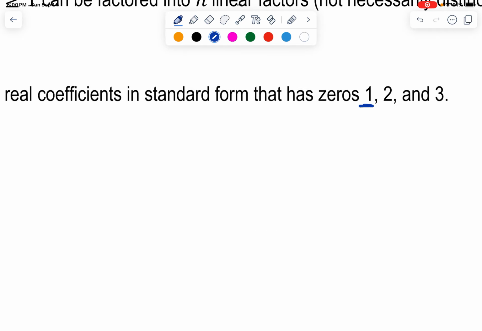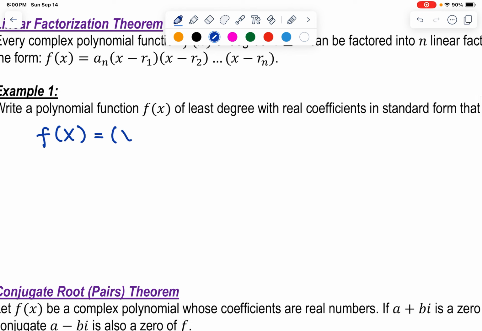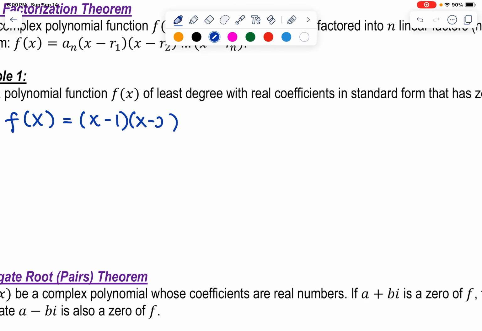So I'm giving you that there is a 0 of 1. So when I set this factor equal to 0 and solve, I get 1. So I'm going to write down what that factor is, and that factor is x minus 1. Right? Likewise, if you have a 0 of 2, that means we have a factor of x minus 2. And if we have a 0 of 3, we have a factor of x minus 3. Now, we're not leaving our answer like this because this is factored form and we want standard form. So what we're going to do now is we're going to multiply it out.